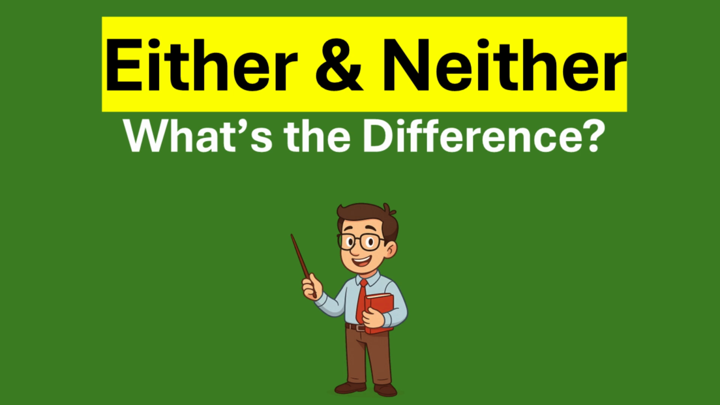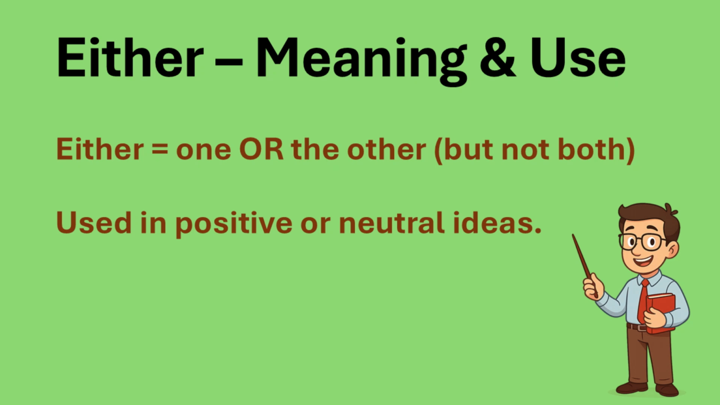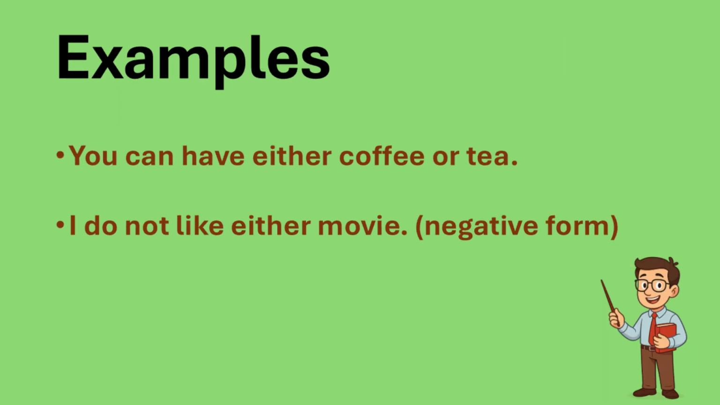Confused by either and neither? I'll clear it up in just 2 minutes. Either means one or the other, not both. Used in positive or neutral ideas. For example, you can have either coffee or tea.